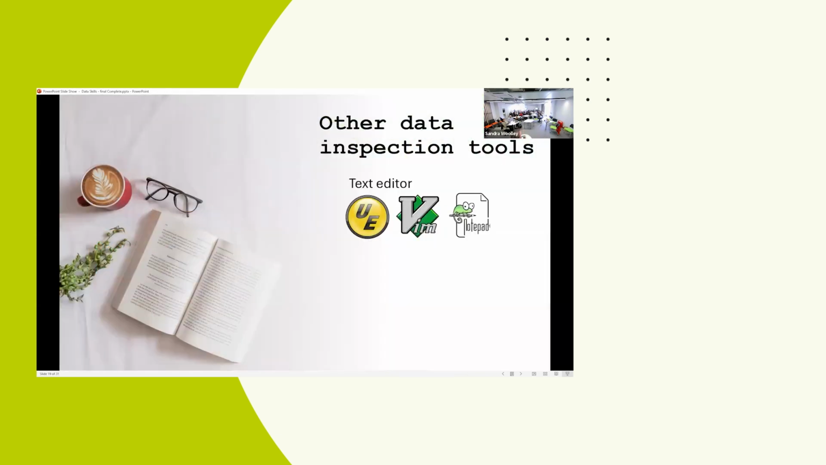So for other data inspection tools, you can't beat a good text editor, because generally they don't try to do anything with the file when you open it. They'll also allow you to open very large files. One of the other things with Excel that I didn't mention is it's got a row limit of just over 1 million rows. 1,048,000 rows is the maximum row limit.